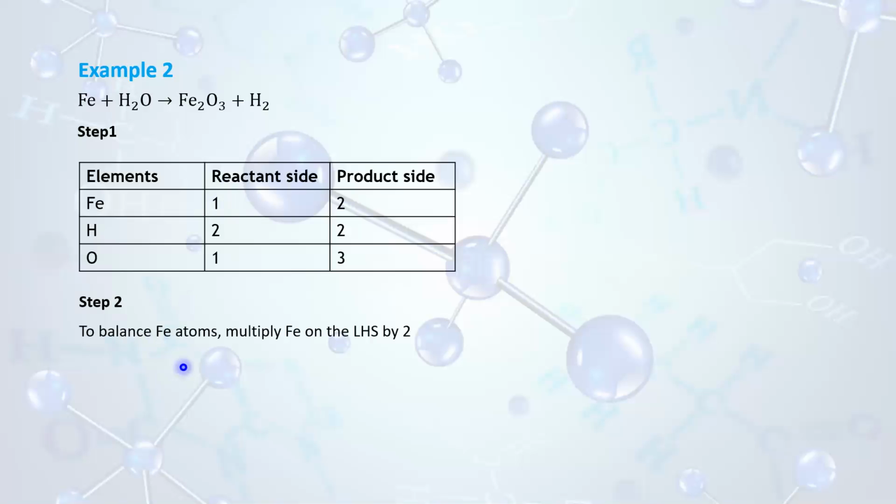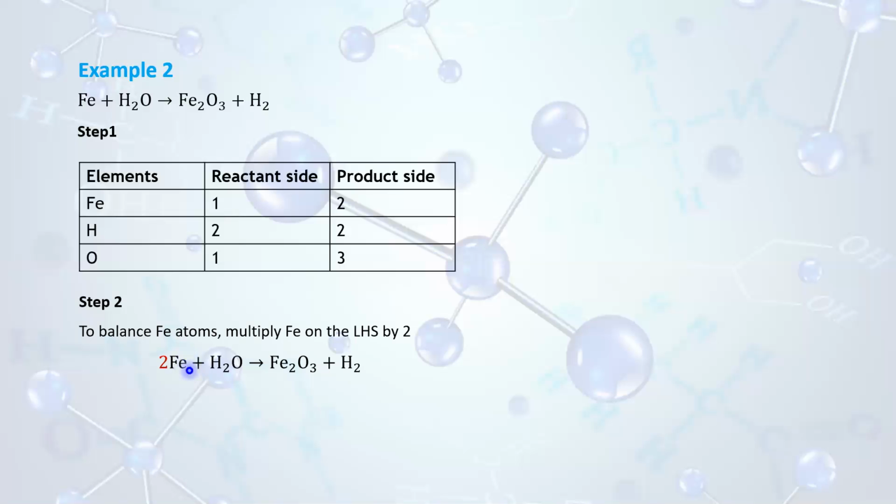To balance iron atoms, multiply iron on the LHS, that means the reactant side, by 2. So we have the equation like this: 2Fe plus H2O gives Fe2O3 plus H2O. We multiply by 2. We add it as a coefficient here.